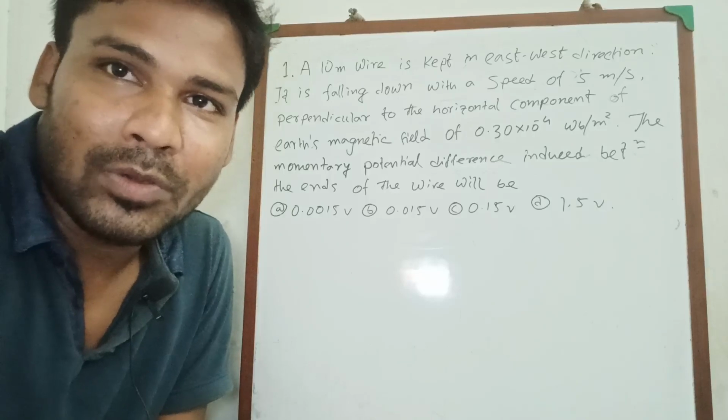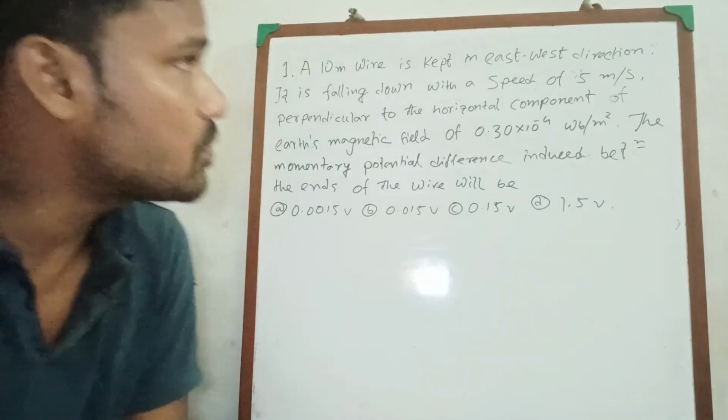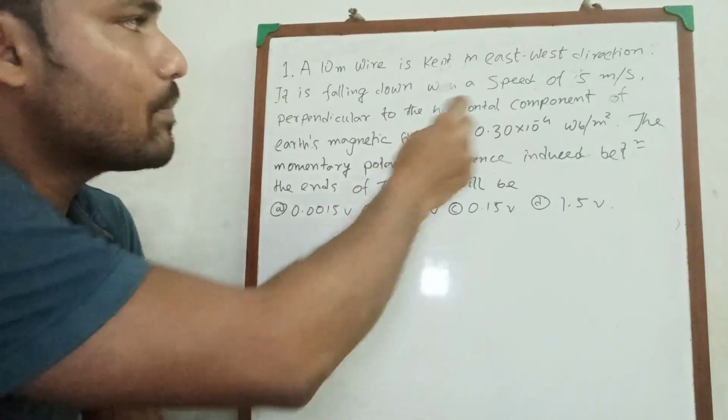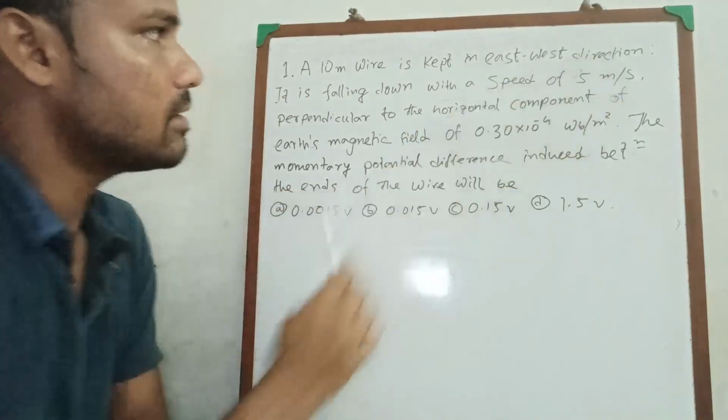So you are going to discuss some problems here. Okay, let's start. Our first problem is a 10-meter wire kept in east to west direction.